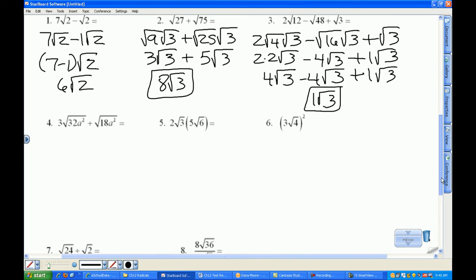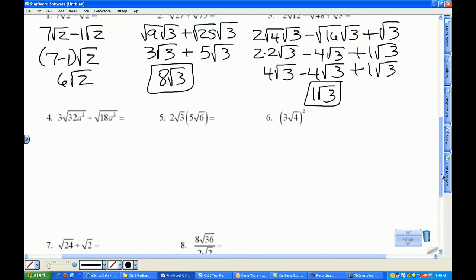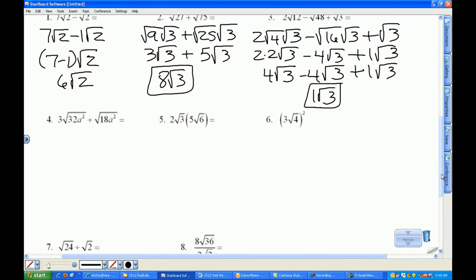We cannot add or subtract radicals unless they have the same radicand, so we have to simplify when that's the case. Alright, well, 16 goes into 32. A squared is a perfect square, so I'll put it there. What's left over is the 2. This is 3 times 4a, radical 2, or 12a radical 2.